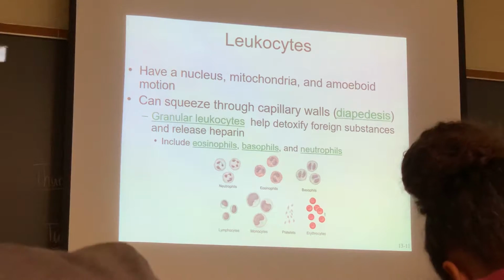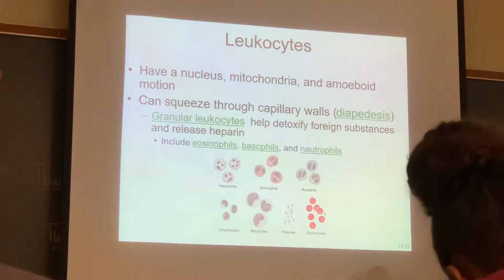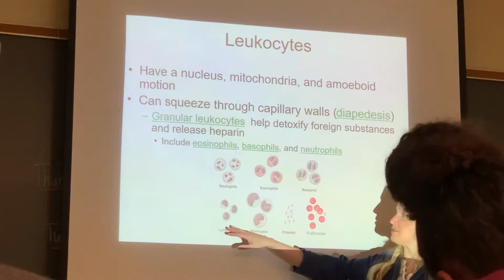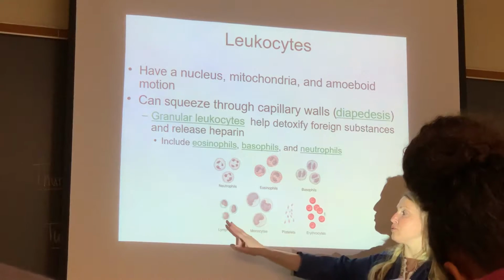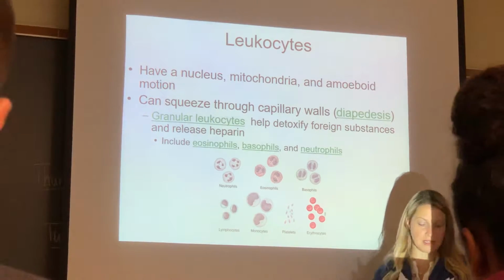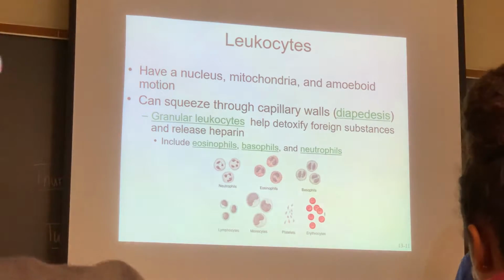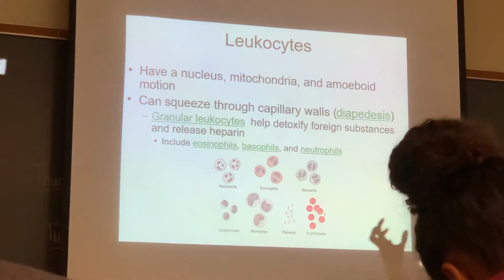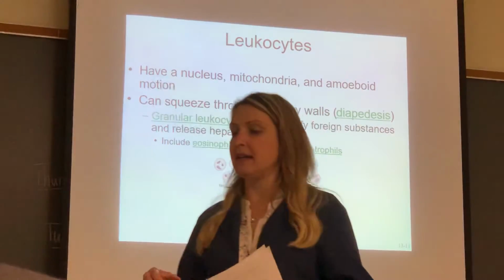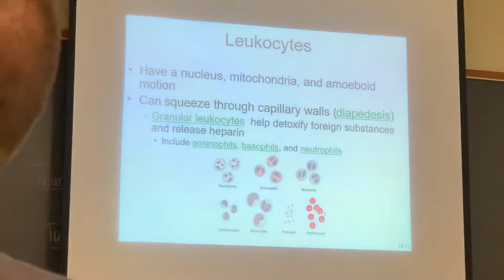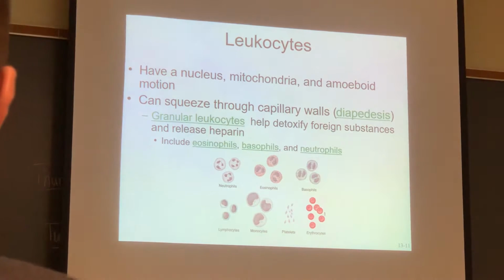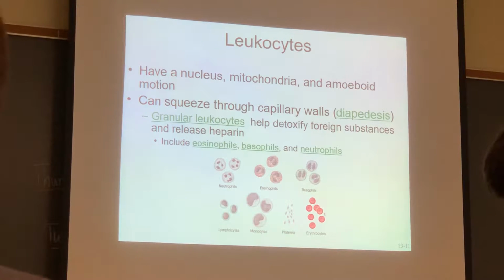All right, then we have the agranular cells, or agranulocytes. Here we have the two: lymphocytes and monocytes. So first of all, the monocytes are probably the largest white blood cell. They're very big. Monocytes have no granules. They're agranular.